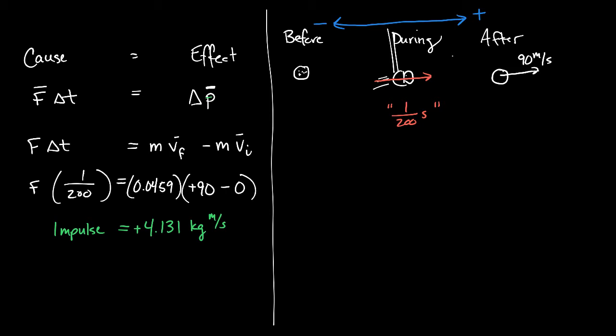Now, by the way, if you remember the problem that was on the board, it also asked for the impulse on the club from the ball. Well, I don't think it's too big a stretch for you to recognize that if the golf ball experienced a force in this direction, then the golf club is going to experience an equal and opposite force in the opposite direction, suggesting that the impulse on the club will be the opposite of the impulse on the ball.